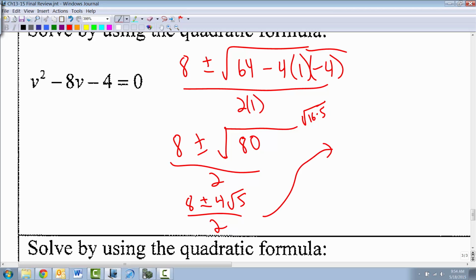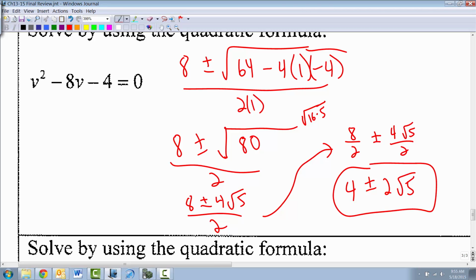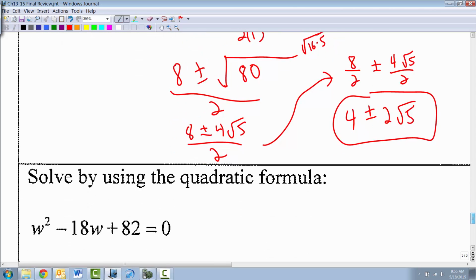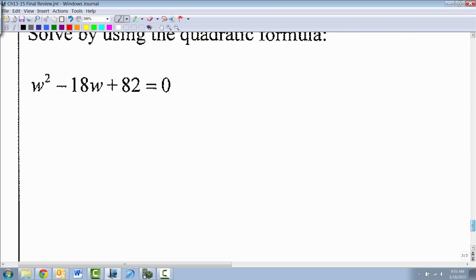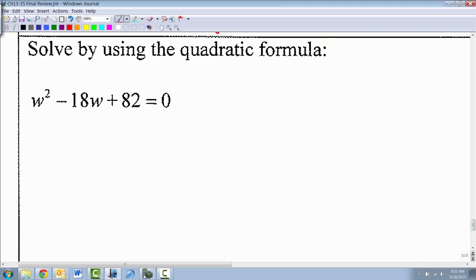Okay, then this is what we trained you to do. Split this up into two separate fractions, and then you can simplify a little bit easier. 8 over 2 is 4. 4 over 2 is 2. All right, so this one, not factorable. So you'd have to solve it through quadratic formula, or you could do completing the square. That's where the quadratic formula comes from. Okay, then last but not least, this one.